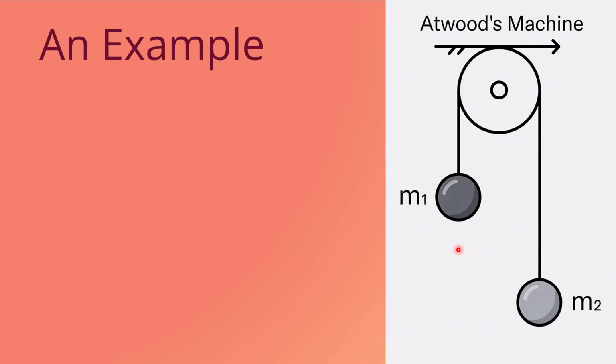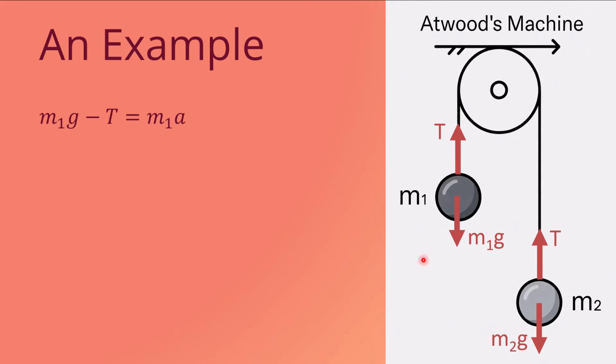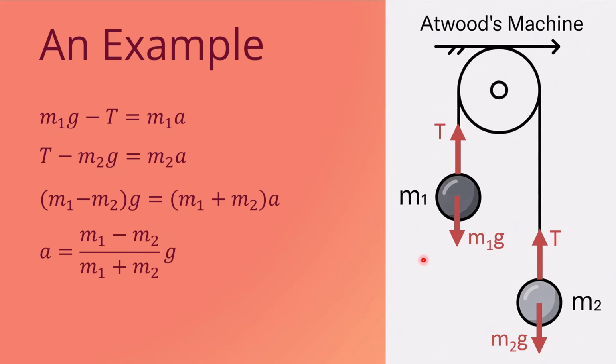Let's solve for the acceleration of this system using Newton's approach. I have the gravitational force for mass m1 in the downward direction, and the string force is upwards. We have these same two forces for the second mass. Now I write Newton's second law for each of these masses. Here is the equation for the first mass, and here is for the second one. Now if I add these two equations, I get rid of T, and I come up with this simpler form, and I can find the acceleration.